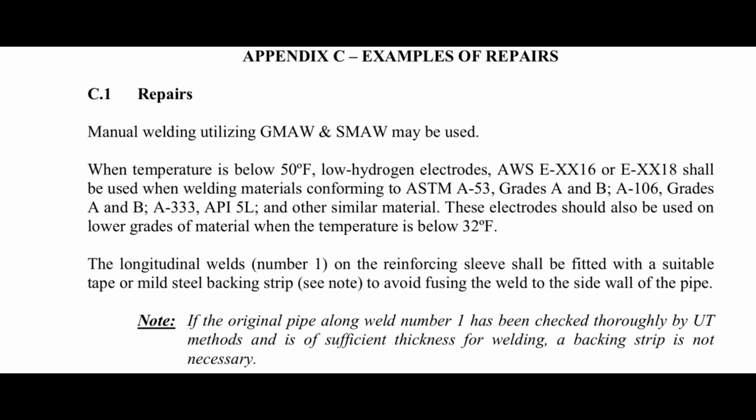Next, we can go to Appendix C. Don't be surprised why I'm not explaining Appendix B. Appendix B is exempted from this exam, so no need to go through that. Then Appendix C, examples of repairs. This appendix will give you the instructions while doing repairs. This is related to GMAW and SMAW welding processes, and you have to go through this appendix. Just read it and try to become familiar with this.